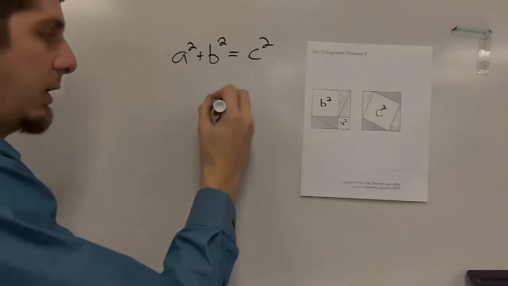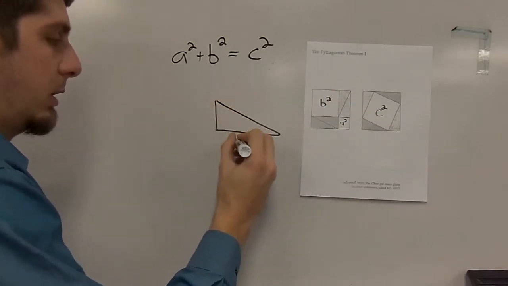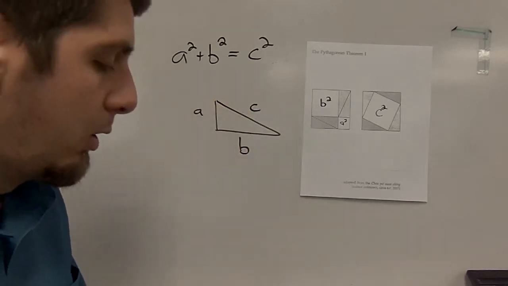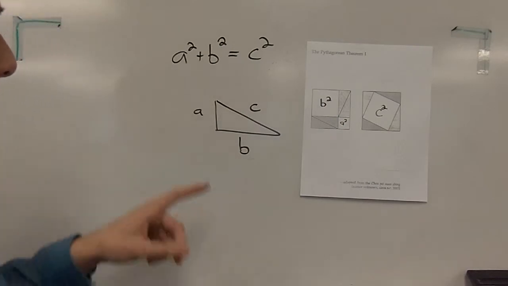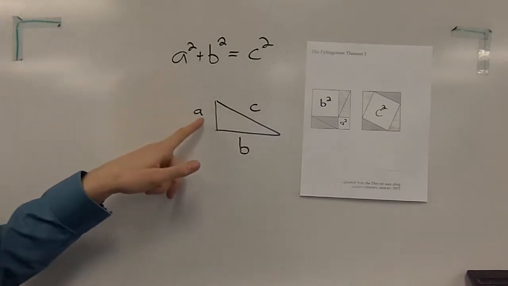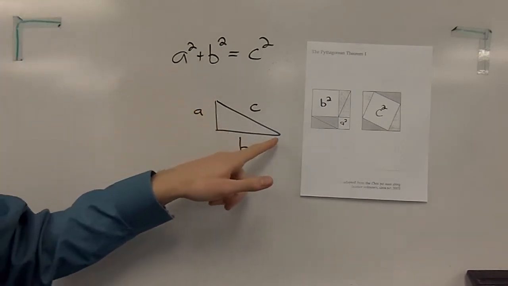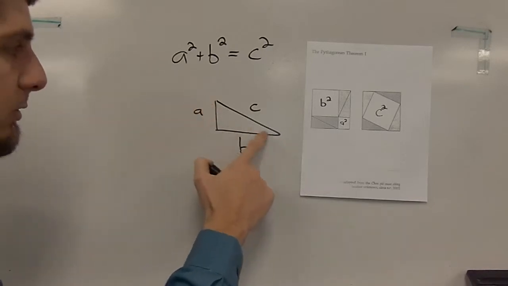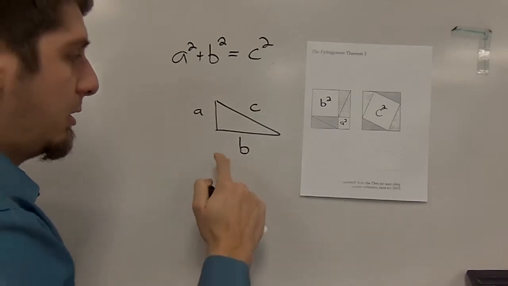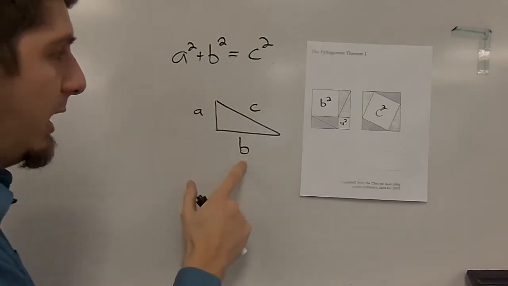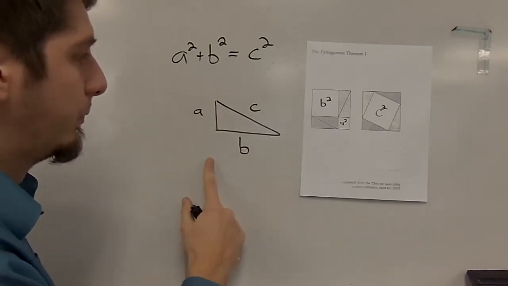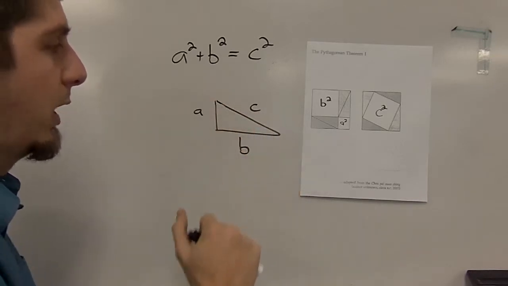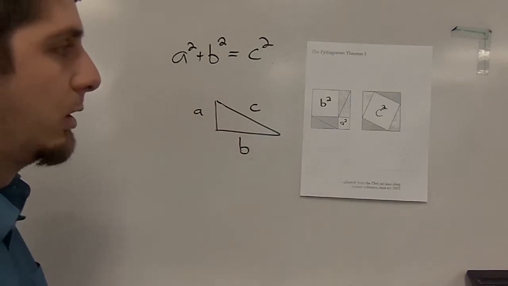Now, if you're looking at a right triangle, you have a, b, and c. The formula is saying that if I square this leg and add it to the square of this leg here, because these are called the legs of the triangle, and I add them together, so if I square a and b and then add them together, it will be equal to the length of c squared, or in other words, the hypotenuse squared.